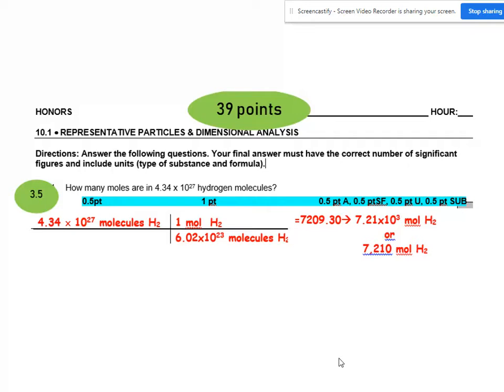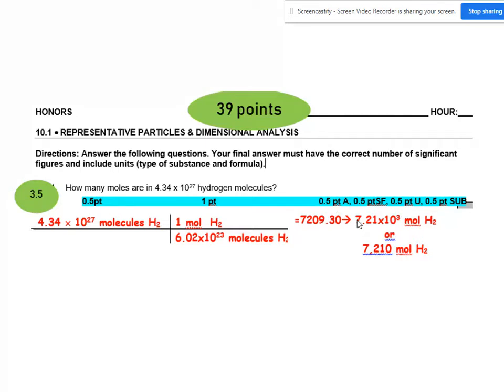So the first one, we start with our given 4.37 times 10 to the 27th molecules, and I convert that to moles by using Avogadro's number in the denominator. My final answer is 7.21 times 10 to the third moles of H2, or I could have it in standard form, 7,210 moles of H2. You don't need both answers, but let's say you just have 721. It's minus a half for the answer, and in the box where it says A/R, you would put a half point in there.